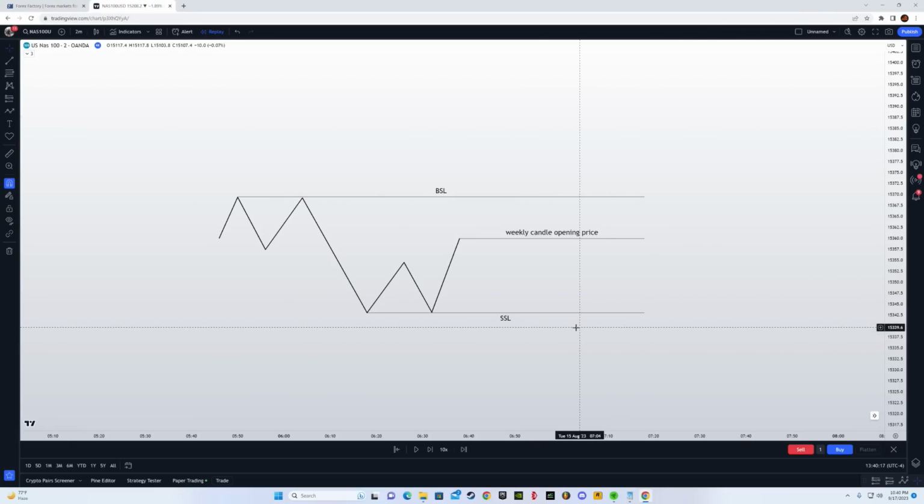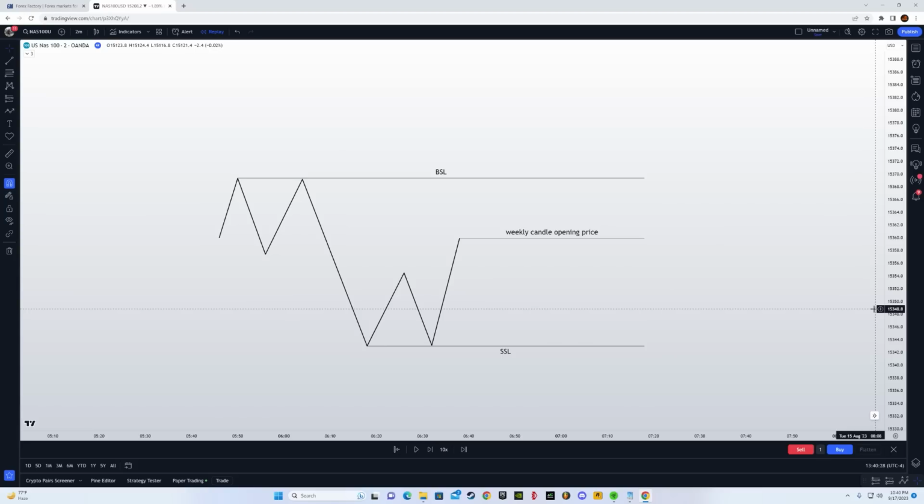All right. So here is the strategy, guys. We are going to trade the high impact news, but we have to look at other things as well. We have to combine each and every single thing, right? So first of all, you have to mark out the weekly candle opening price, right? So when the weekly candle opens, you have to mark out the opening price of the weekly candle.